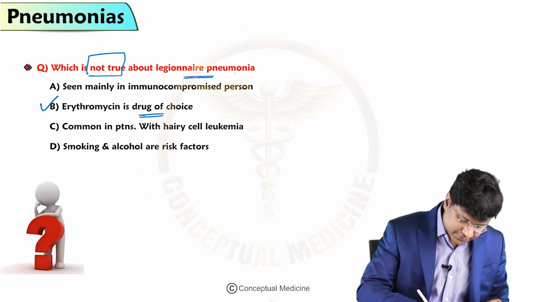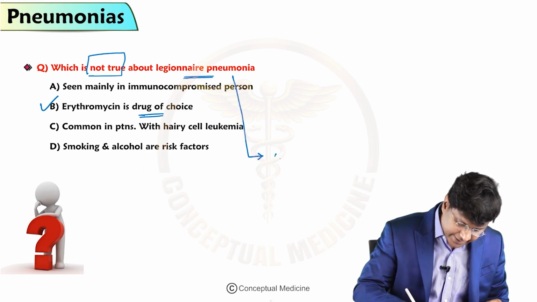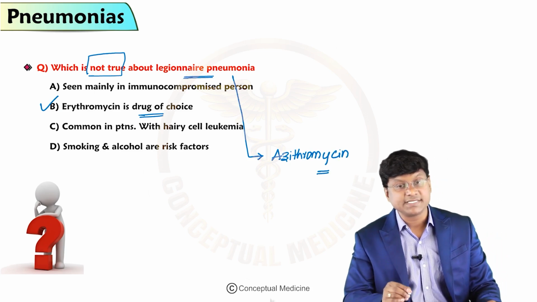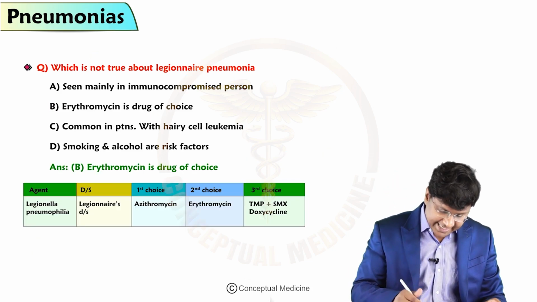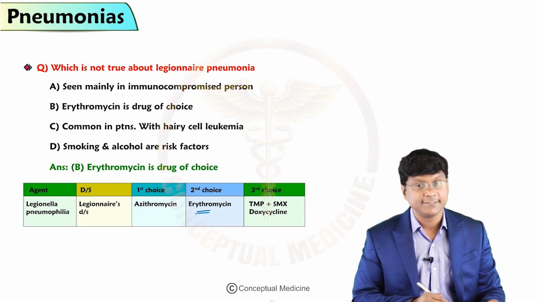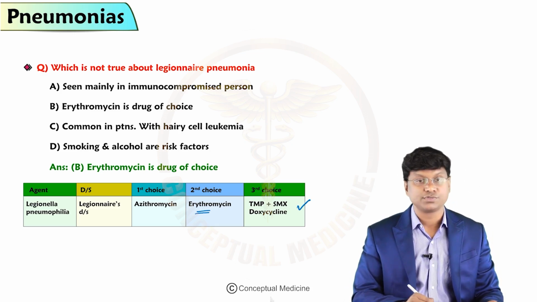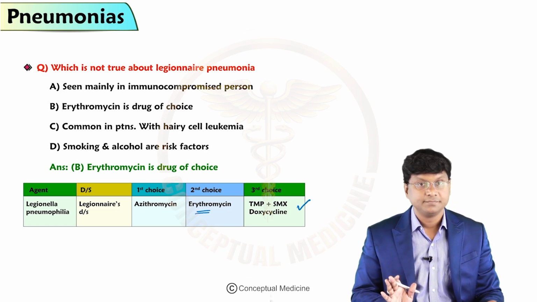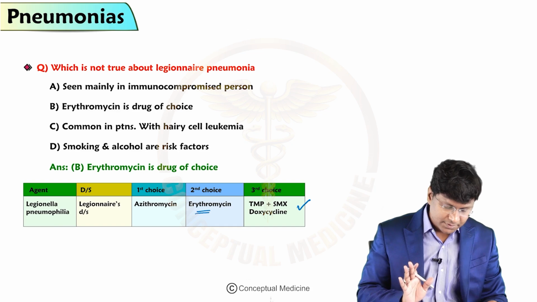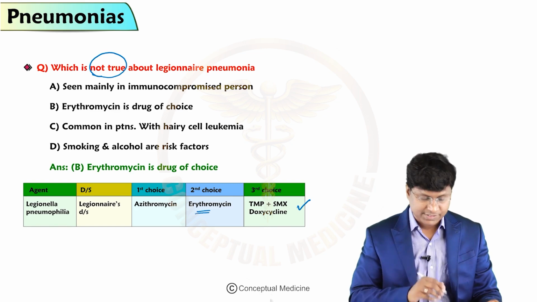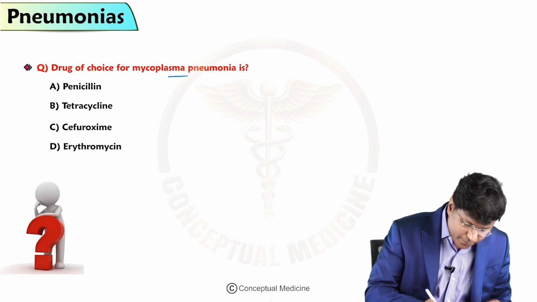Then what is the drug of choice? In Legionella, it is azithromycin which is considered as the drug of choice, the first choice. And second choice will be erythromycin. And third choice will be trimethoprim plus sulfamethoxazole or doxycycline. Okay, so this is about which of the following is not true about Legionella. Right, next. Drug of choice for Mycoplasma pneumonia.